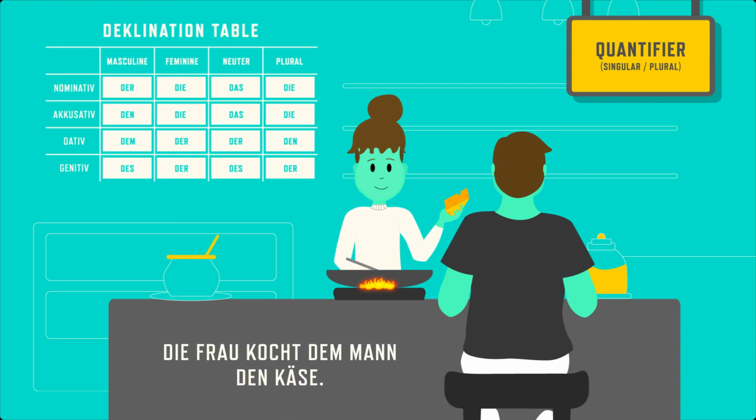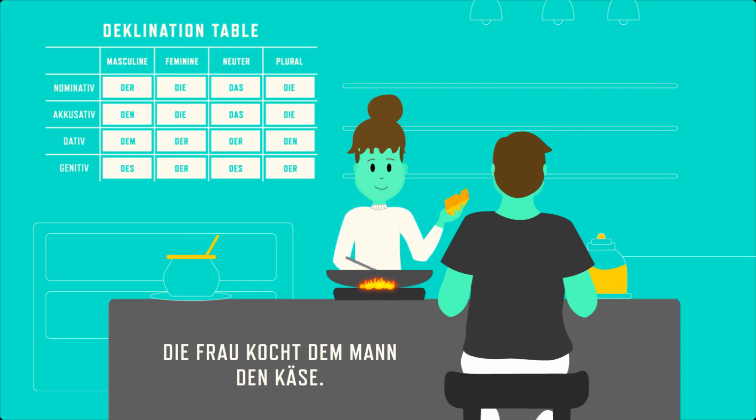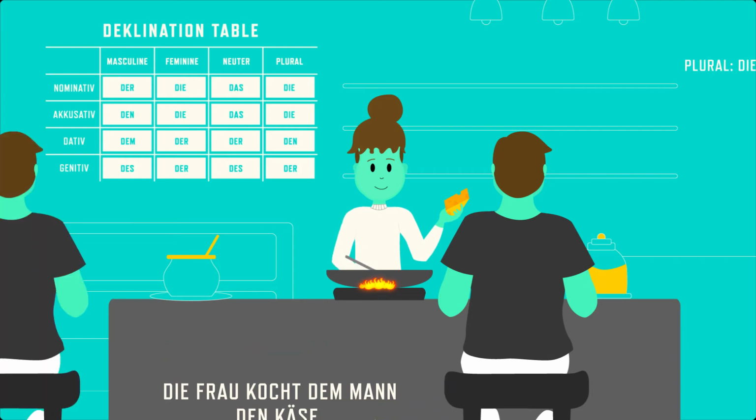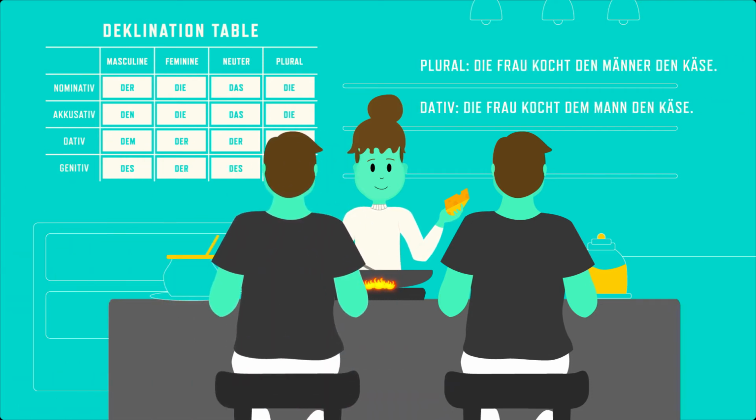Okay, let's just reuse the same examples from the inductive, but tweaking the sentence a tiny bit. Die Frau kocht dem Mann den Käse. We have only one person. To add one or more people into this example, you can write a sentence like this. Die Frau kocht den Männern den Käse.